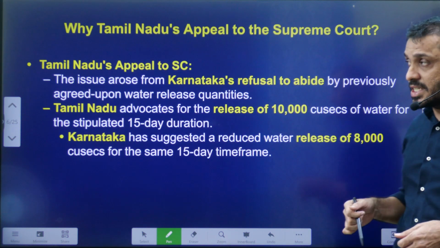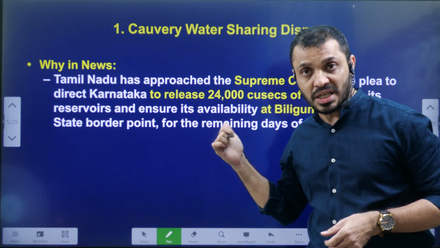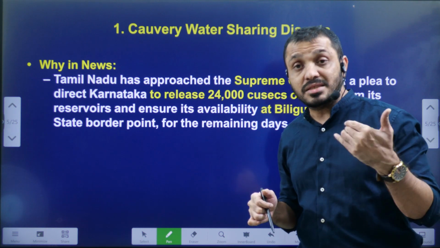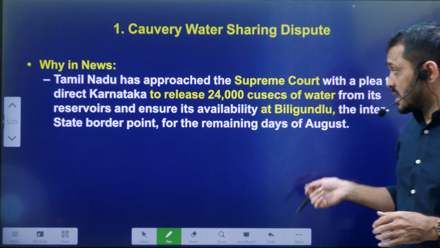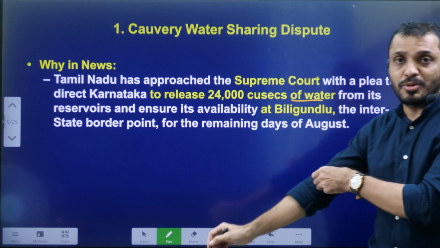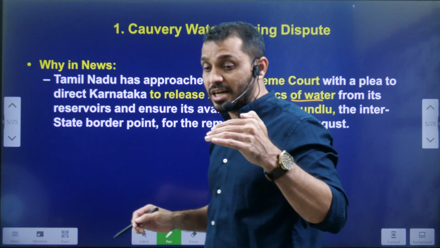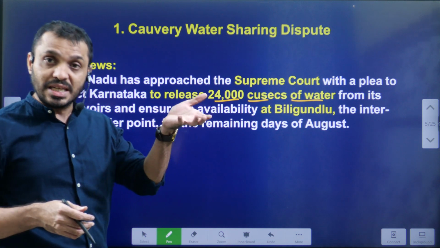Let us see why it is in the news. It is in the news because the Tamil Nadu government approached the Supreme Court regarding the release of Cauvery river water from Karnataka. It is requesting the Supreme Court to give orders to Karnataka, as Tamil Nadu requires at least 24,000 cusecs. You know that students, flowing water is calculated in terms of cusecs and still water is calculated in terms of TMCs.